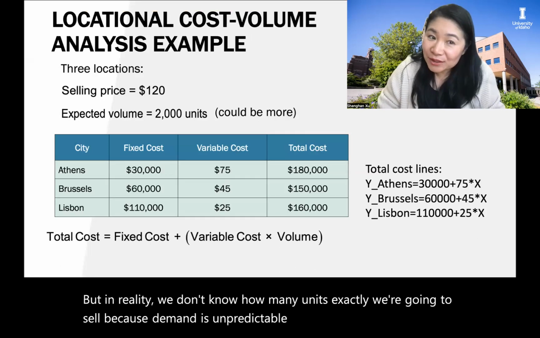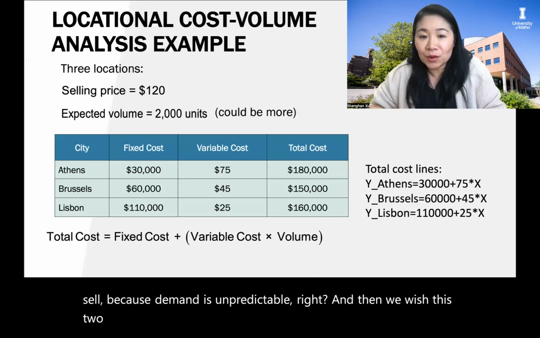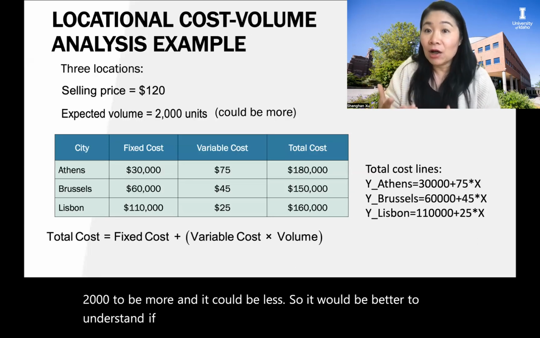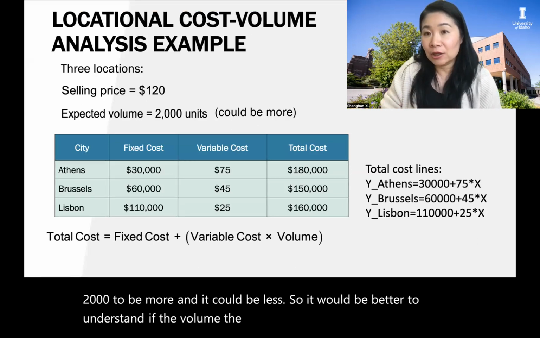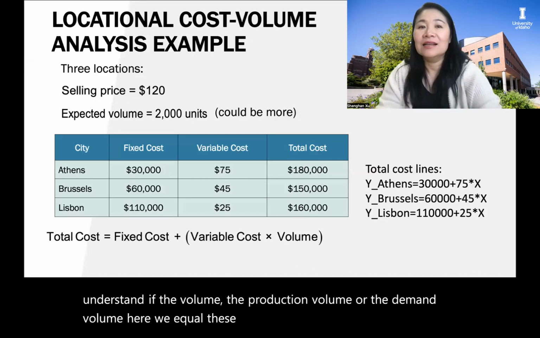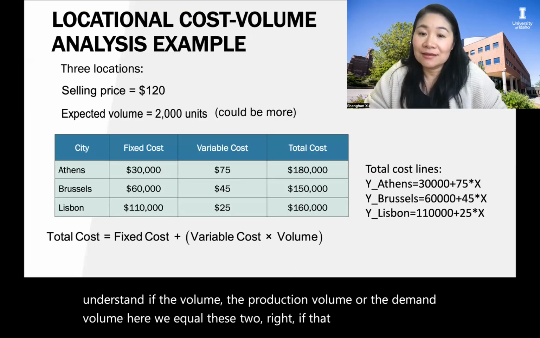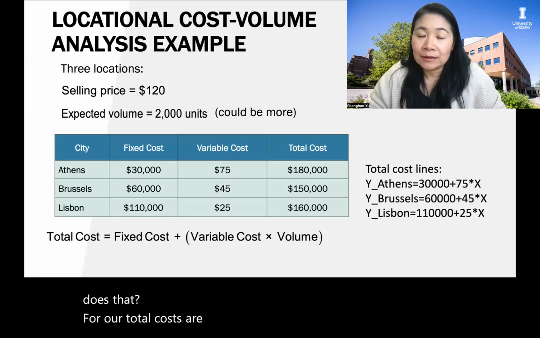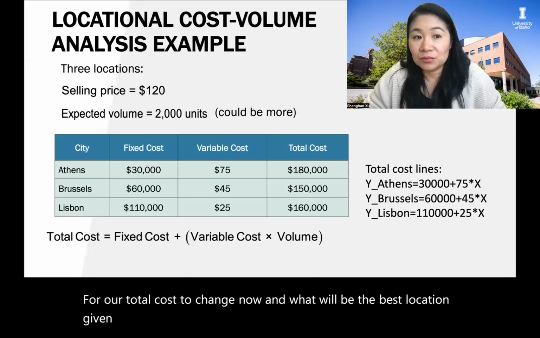But in reality, we don't know exactly how many units we're going to sell, because demand is unpredictable. We wish this 2,000 to be more, and it could be less. So it will be better to understand, if the production volume or the demand volume changes, how does the overall total cost change? And what will be the best location given all those production volumes?